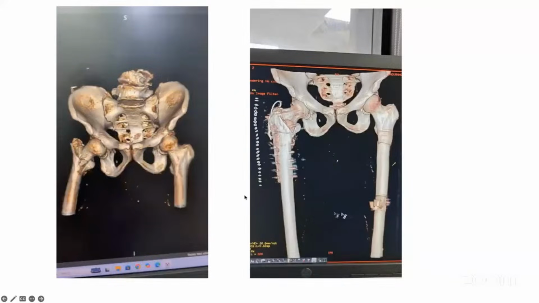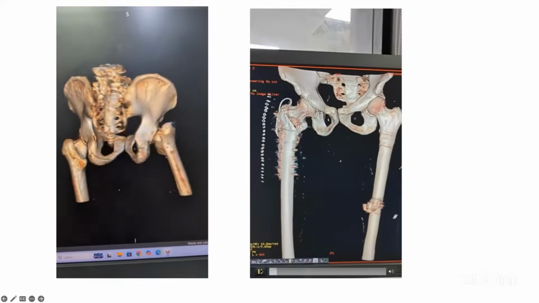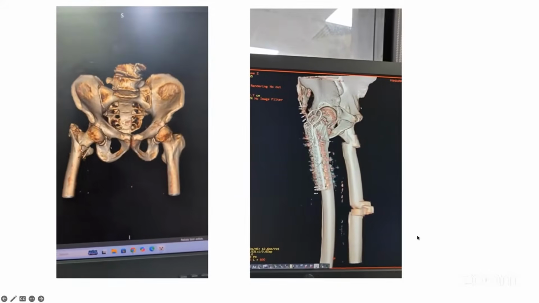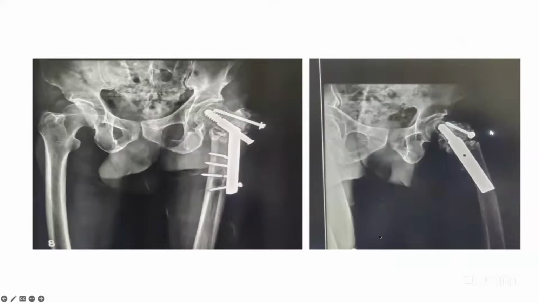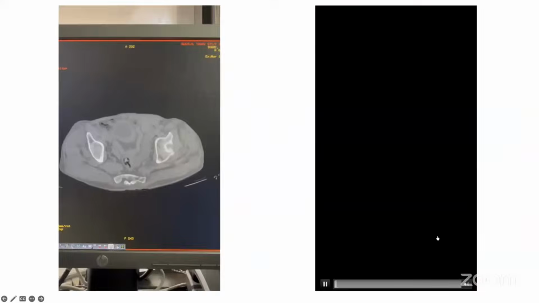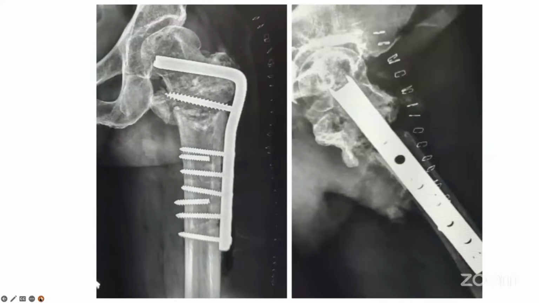And this is another patient. This is the pre-op CT scan, promptly converted with reduction and fixed with cerclage wire as well as angle blade plate with screw fixation. This is one case where failed fixation was converted with the angle blade plate. I would not appreciate that this video is not running here. It was fixed with this implant.